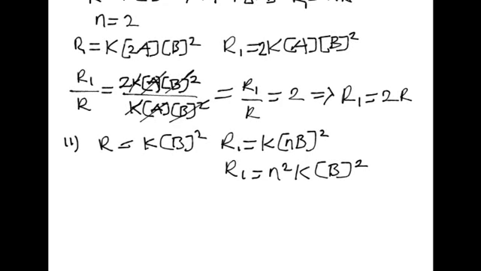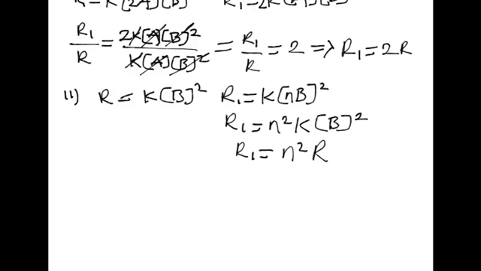So this simply means that for a second order reactant, our new rate of reaction is going to be n squared times the initial rate. So let's look at what happened. Let's call it R2 when B is doubled.